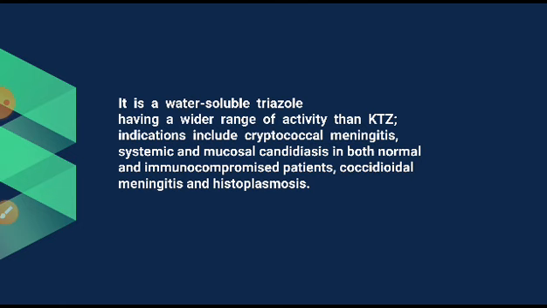Only 11% of the circulating dose is bound to plasma proteins. It has wide penetration to tissues, including normal and inflamed meninges. CSF levels are 60 to 80% of serum levels. That's why you can understand they are very much used for fungal meningitis. 80% is excreted unchanged in urine and 10% in feces.